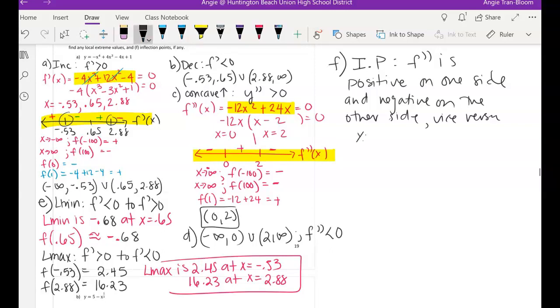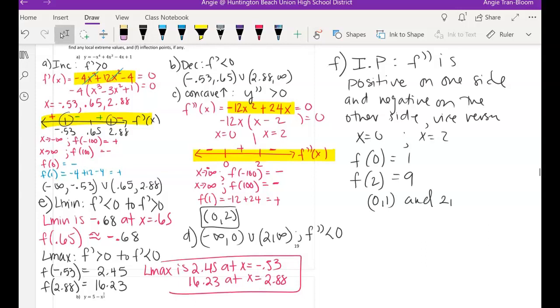So x equals 0 and x equals 2. Now I have to plug it back in. Ready? F of 0 just happened to be 1. F of 2 is going to come out to be 9. So those are your inflection points: (0, 1) and (2, 9). Okay.